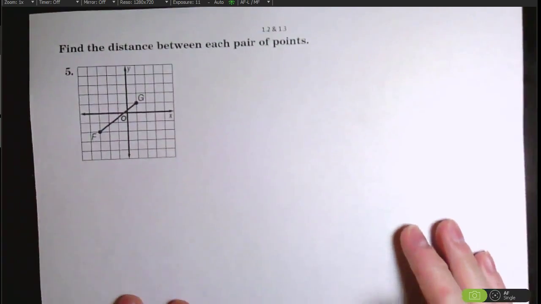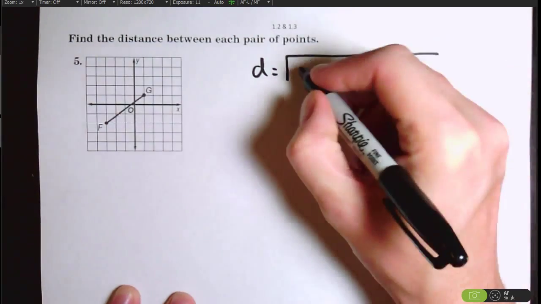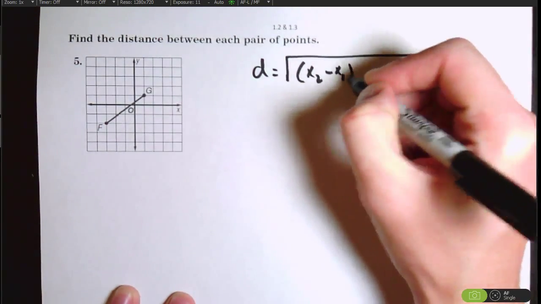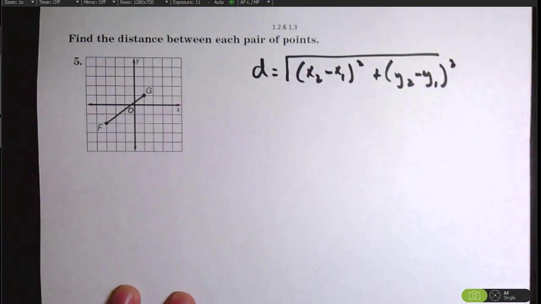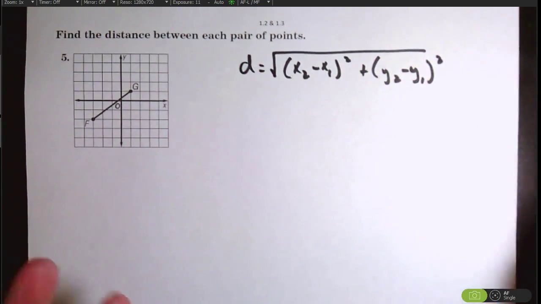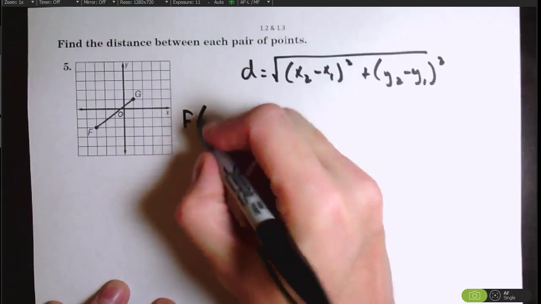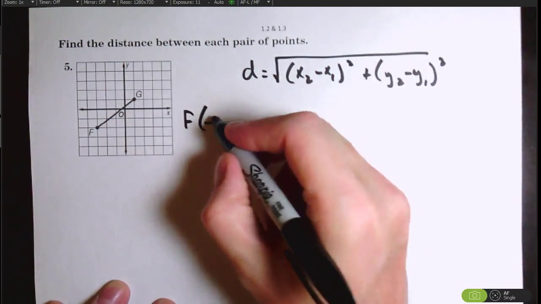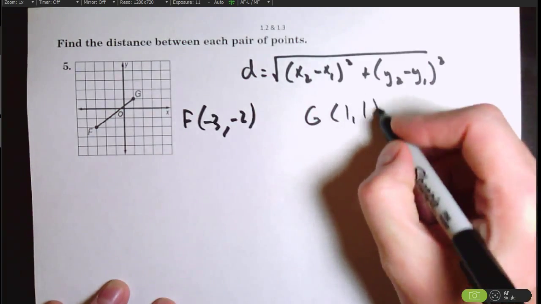That requires us to use the distance formula, which is the square root of x2 minus x1 squared plus y2 minus y1 squared. You do this in Algebra 1 and pre-algebra, so you should be familiar with it. We talk about it in class, but just to walk you through it again, here's how it works. We need 2 points for this. We have them. F is at negative 3, negative 2. G is at 1, 1.